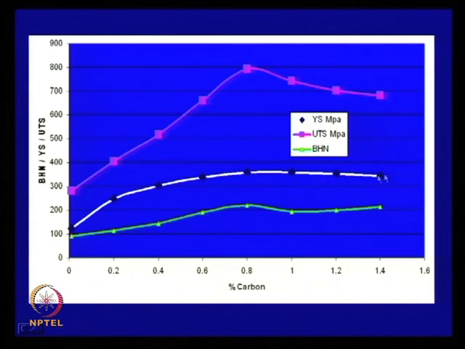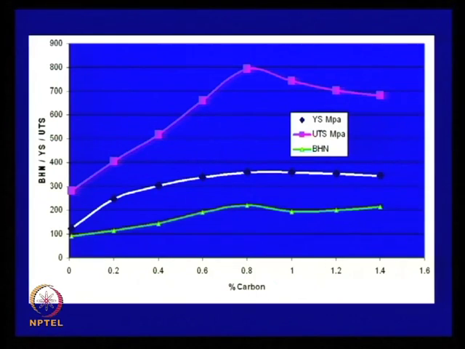This is yield strength, more or less at 0.8% it becomes maximum, and this is the UTS. Here also around 0.8% it becomes maximum. So, in fact, eutectoid steel, the structure is a very fine mixture of ferrite and cementite.